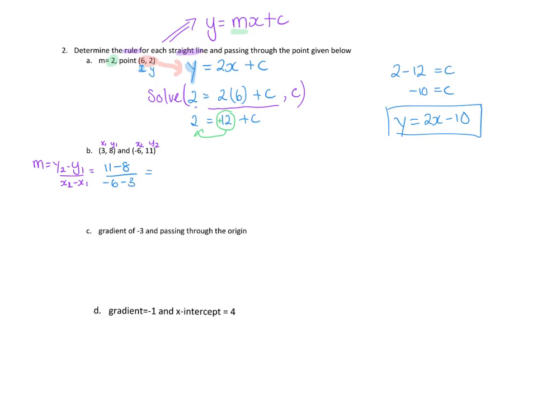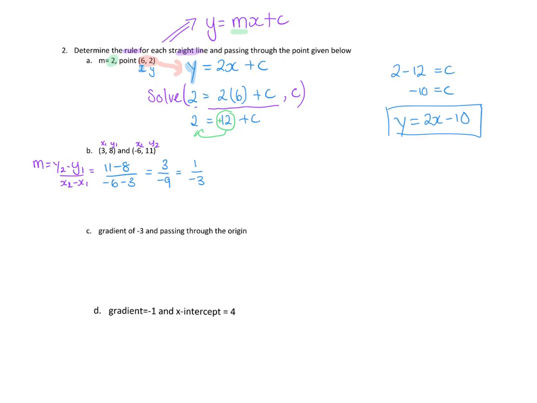So 11 minus 8 is 3. And what's negative 6 minus a 3? Good, minus 9. And can we simplify that? That would be 1 over 3. Good. So if you pop it in your calculator, press enter, it will simplify it for you.